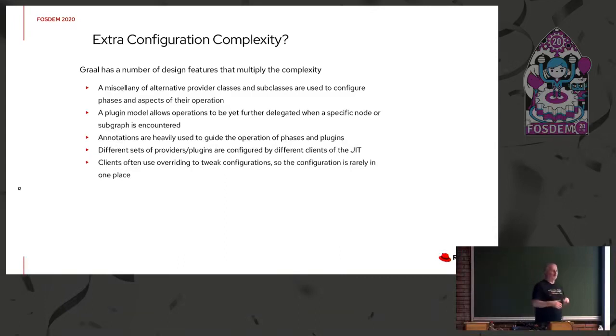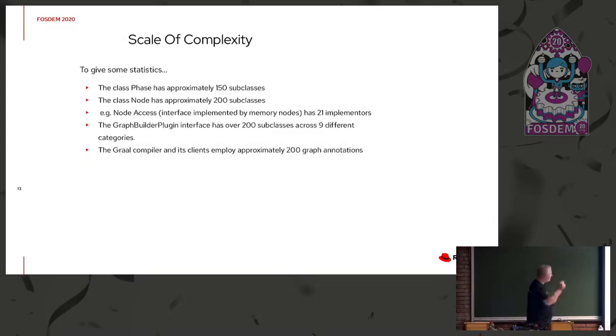And a lot of the configuration is done with a layered hierarchical overriding model. So you have a basic suite provider that provides the phases, you have a hotspot suite provider, and then you have an AOT hotspot suite provider. So not everything's in one place, it's distributed. So it's really, really very complex. Some of the numbers involved: there are 150 subclasses of class phase. This is a thing that does a single graph transformation. There are 200 different types of graph node in the code base.